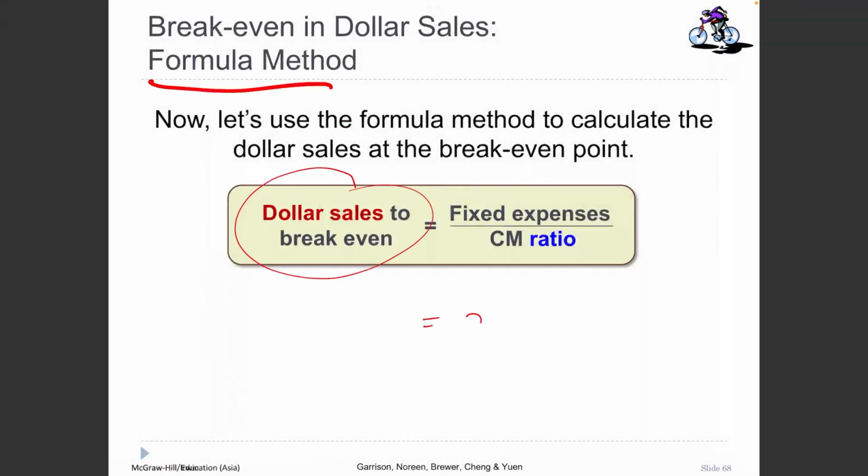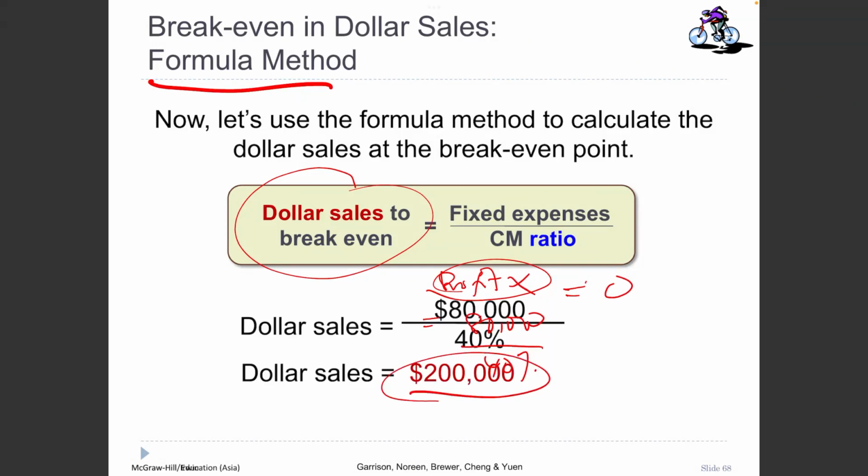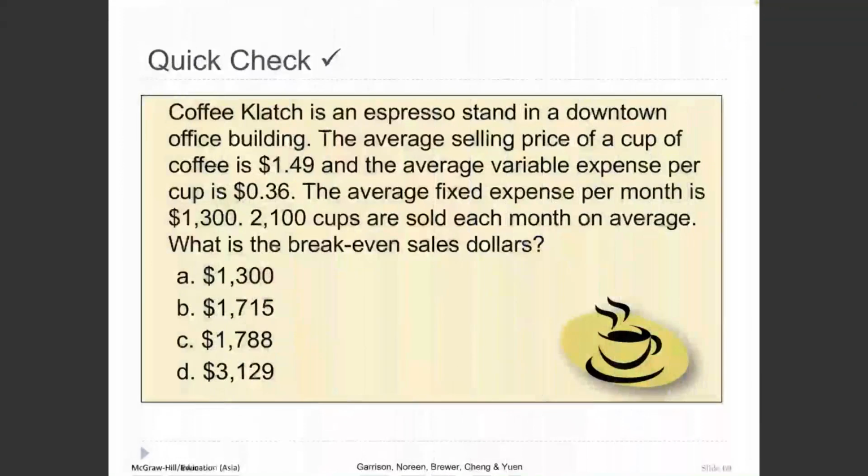Okay, so fixed expense is 80,000 divided by 40%. Again, there is no profit element here because the profit is still 0, so it isn't relevant to be included in the formula here. So you will get $200,000 as well. Okay, so it depends on the question, what kind of information they give you, then only you select which formula you can use. If you like the formula method, you use the formula method. If you like the equation method, then you use the equation method.